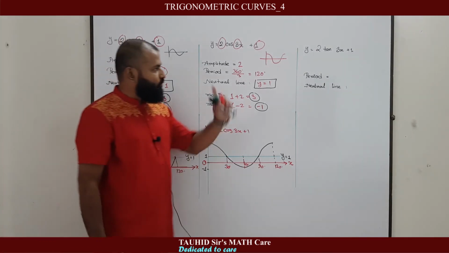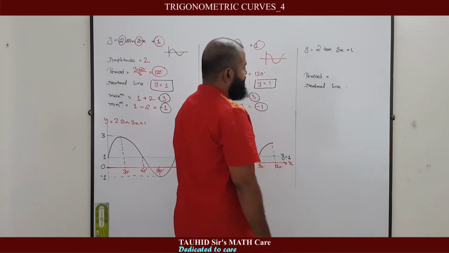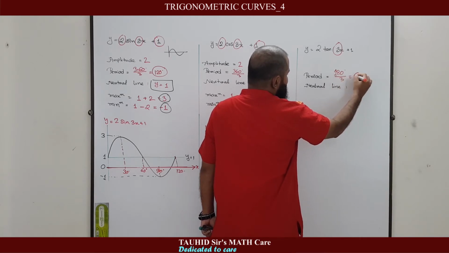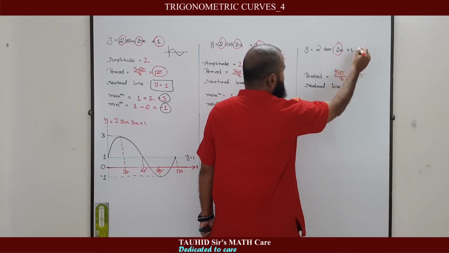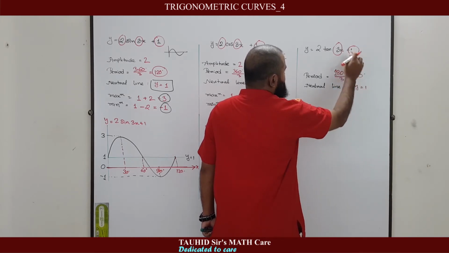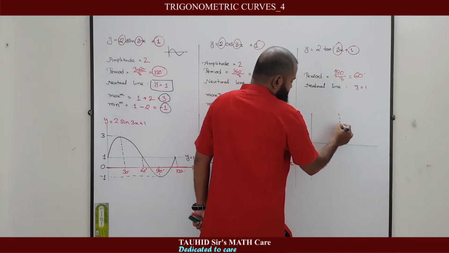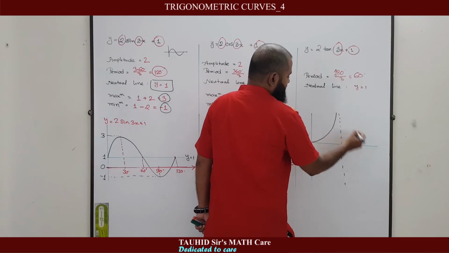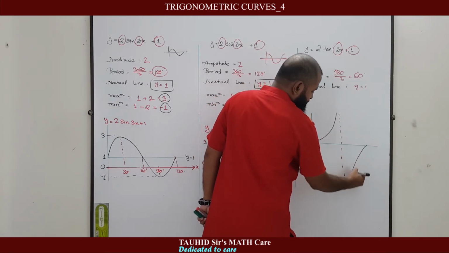Now what about 2 tan 3x plus 1? Its period is 180 divided by 3, that means 60 degrees, and its neutral line is y equal to 1. Now let's draw the shape of tan x first. The shape of tan x looks like this.